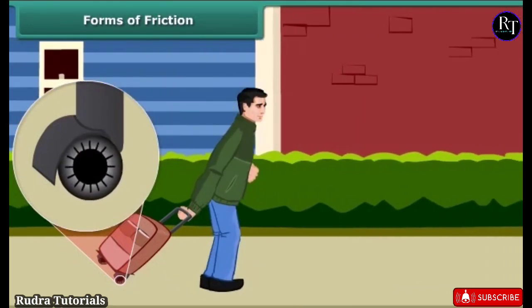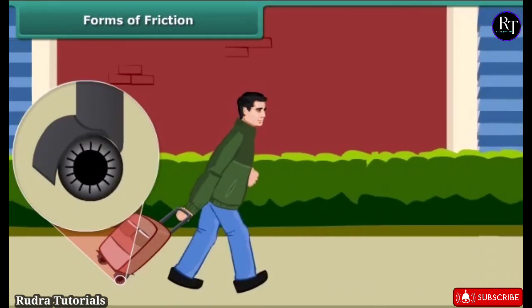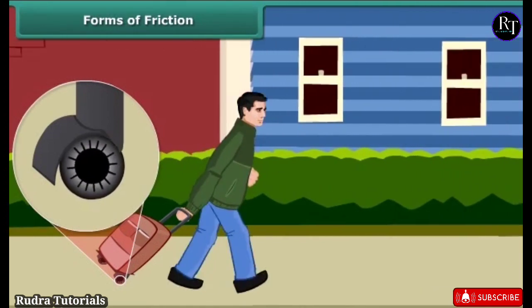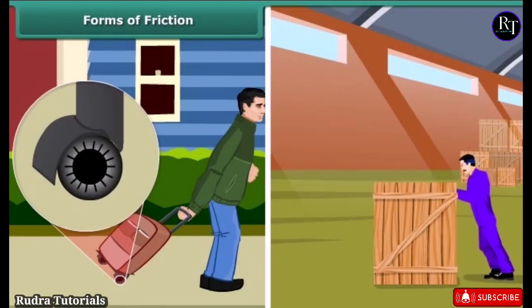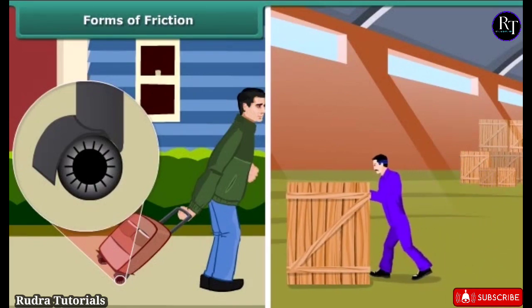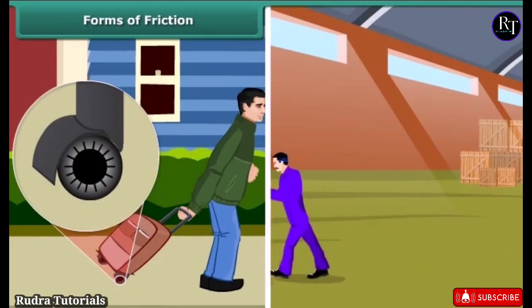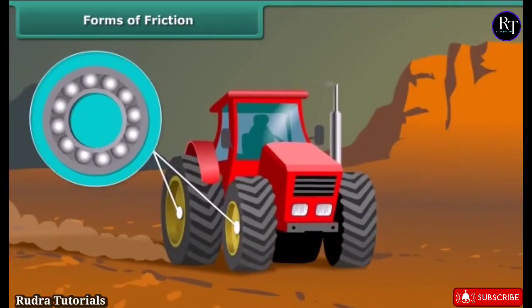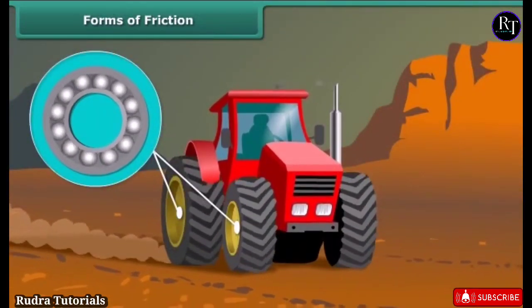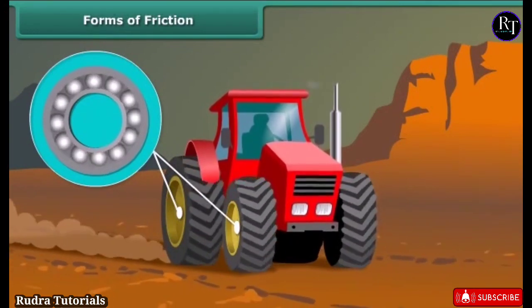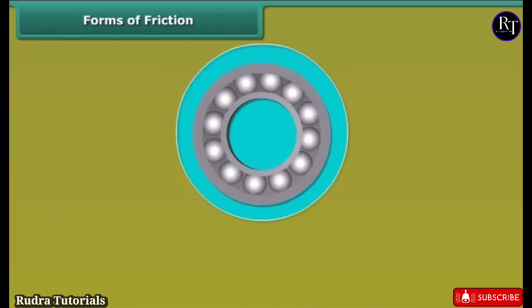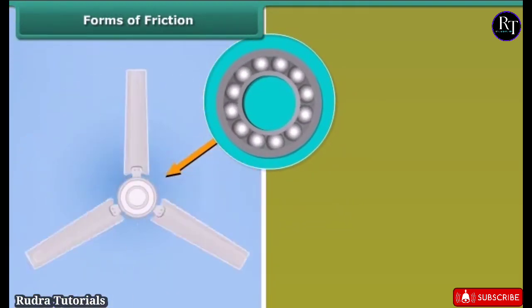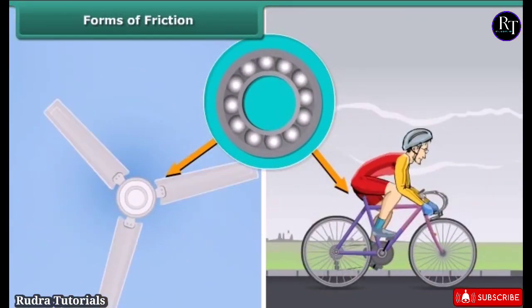The force of friction between the rollers on a body and the surface is called rolling friction. Rolling friction is much less than the sliding friction. Since rolling friction is smaller than sliding friction, sliding is replaced in most machines by rolling by the use of ball bearings. Common examples are the use of ball bearings between hubs and the axles of ceiling fans and bicycles.